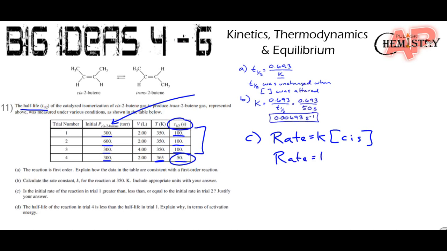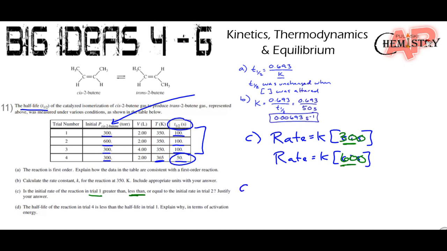Because that is my product, or my reactant, all I need to do is basically plug in the concentration, which is like my pressure. So if I plugged in my 300 versus my 600, well, that second number is larger. So trial 1 is going to be less than trial 2 because the concentration is less. So it's going to create a lower rate, just mathematically.